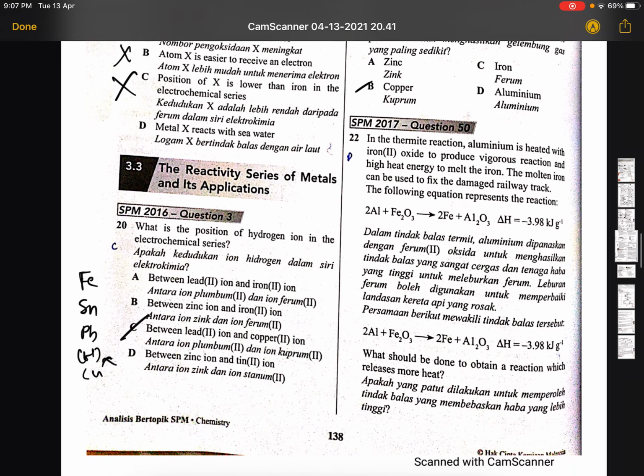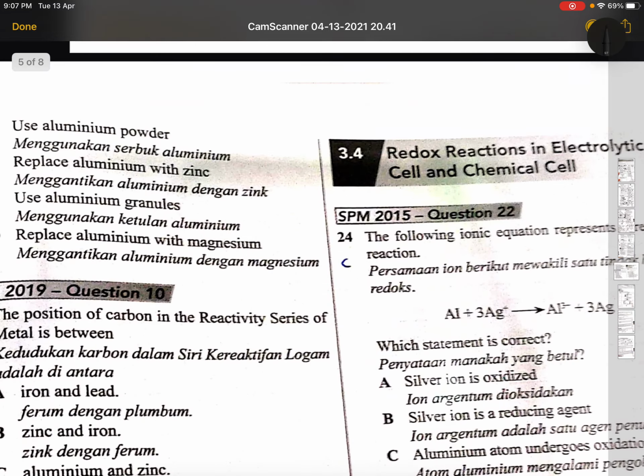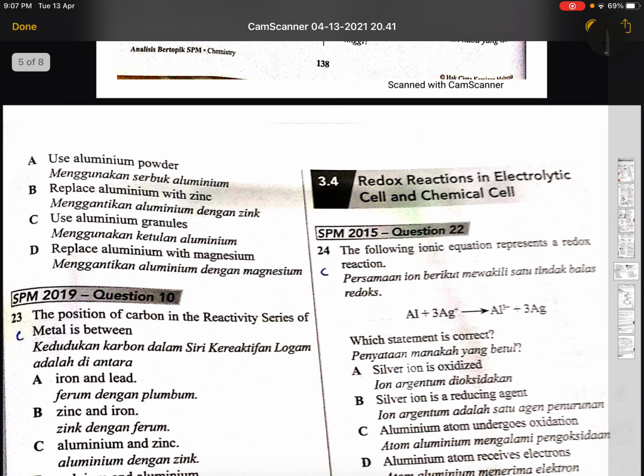In the thermite reaction, aluminium is heated with iron(II) oxide to produce a vigorous reaction and high energy to melt the iron. Okay, I'm not going to read the whole thing. What should be done to obtain a reaction which releases more heat? Let's see what it says. Use aluminium powder. Replace aluminium with zinc. Use aluminium granules. Replace aluminium with magnesium. Now, I haven't really researched much on thermite reactions, so I need to go back and check.